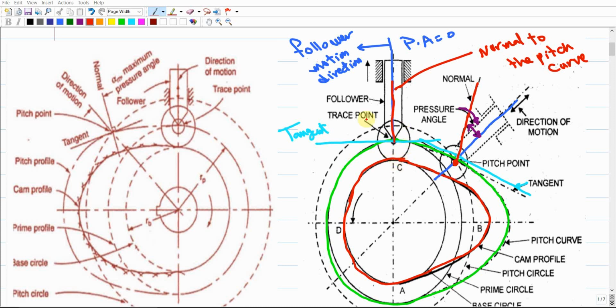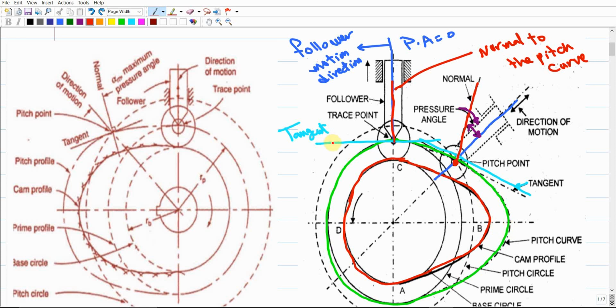In case we are using a roller follower, the pitch curve and the cam profile will be two different profiles, and there should be an offset distance between them, which should equal the radius of the roller. Make sense? But in case we are using a knife follower, it means we just remove the roller. So definitely the pitch curve and the cam profile will coincide.